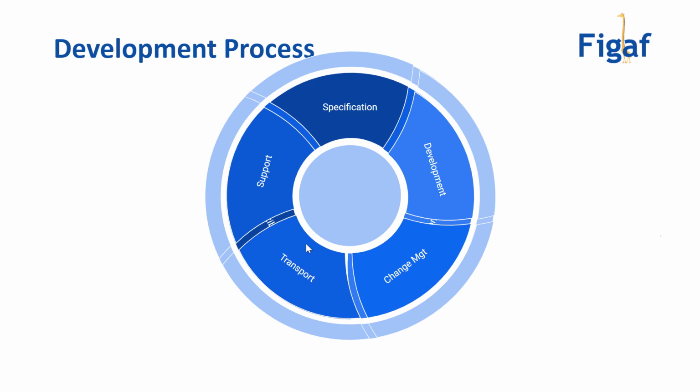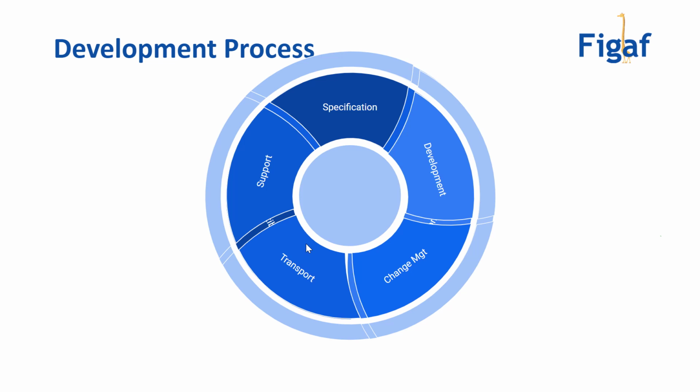So you'd have specification, you would have development, you would have some change management, some transport, and obviously at the end you would end up doing support of this thing. And this is what we as developers need to work on when dealing with any project. What's really the important part of this?